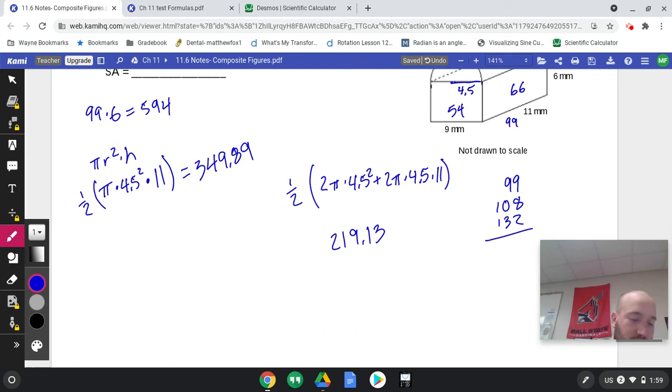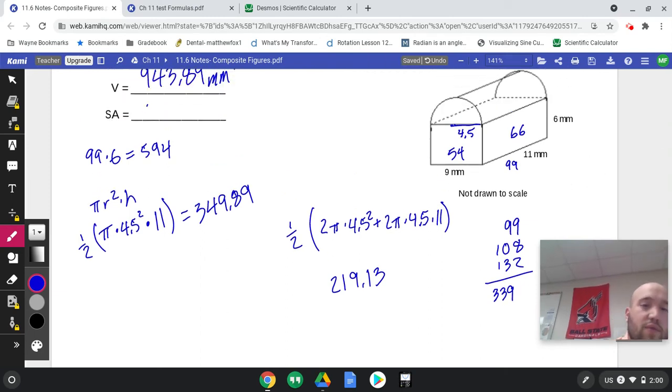We add all this up, and we should get 339. So we add that with the 219.13, and we'll get 558.13 millimeters squared.